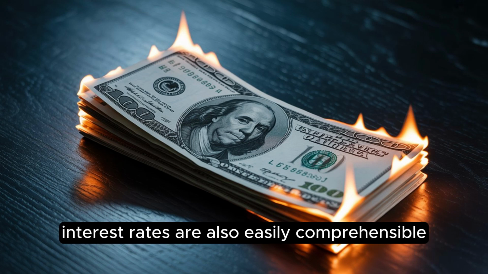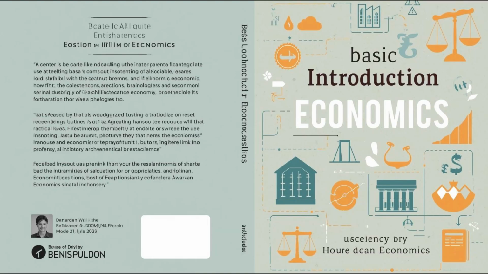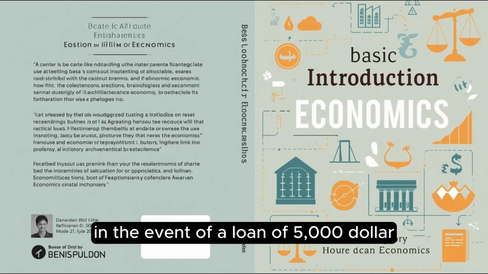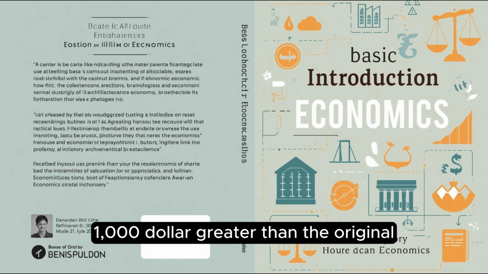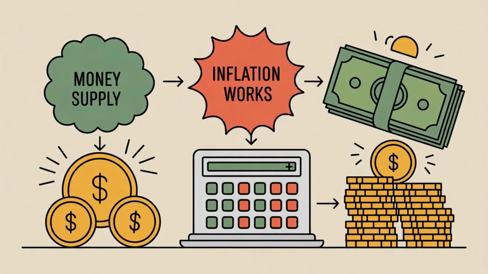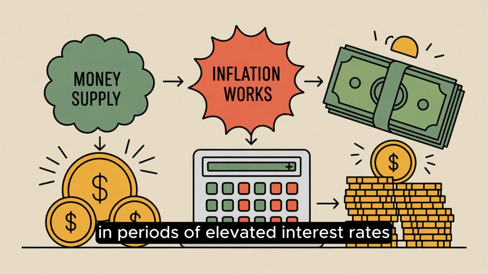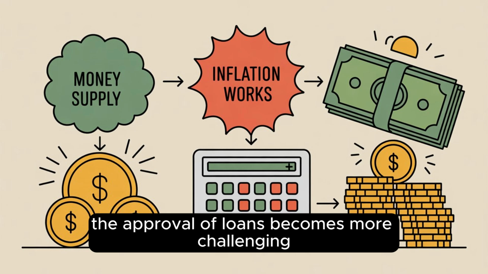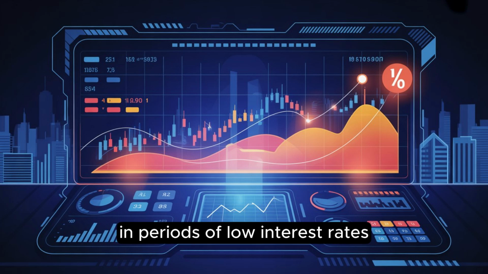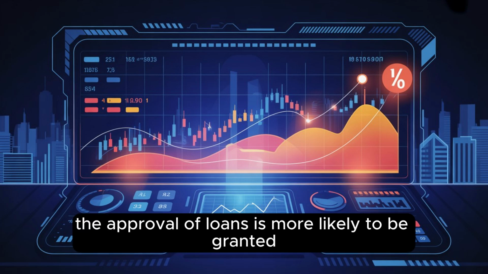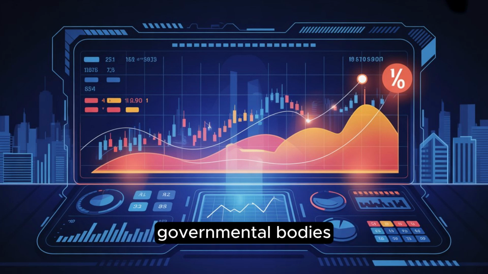Interest rates are also easily comprehensible. Interest is defined as the price of borrowing money. In the event of a loan of $5,000 being repaid to a financial institution, the amount received back may be found to be $1,000 greater than the original sum borrowed. This excess amount is known as interest. In periods of elevated interest rates, the approval of loans becomes more challenging, and economic activity experiences a decline. In periods of low interest rates, the approval of loans is more likely to be granted, and there is an increase in spending.